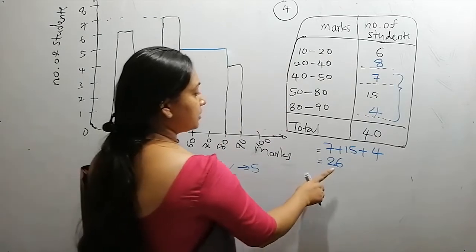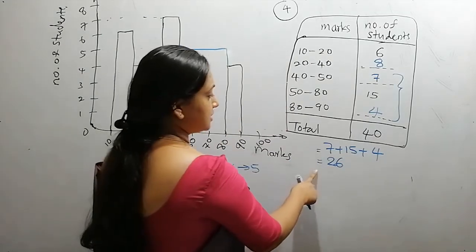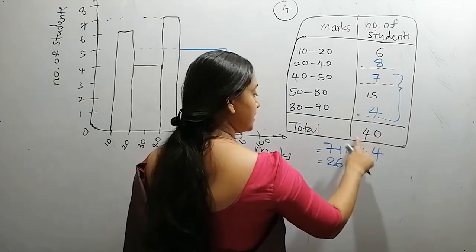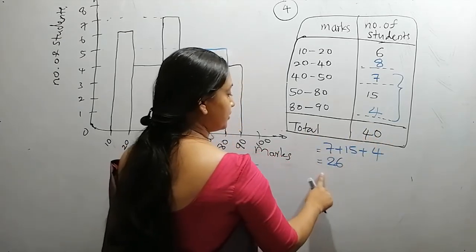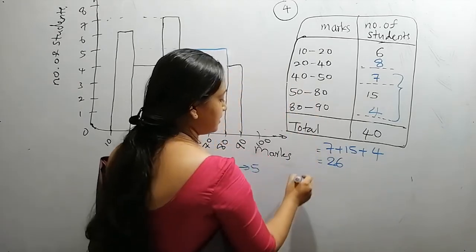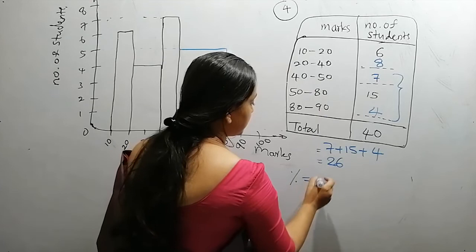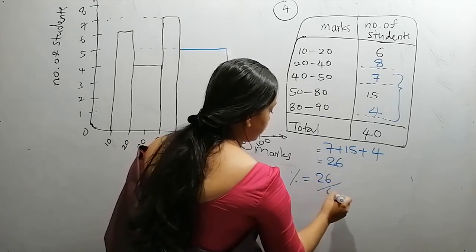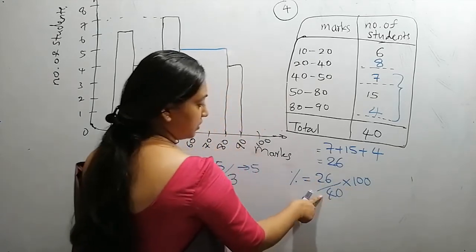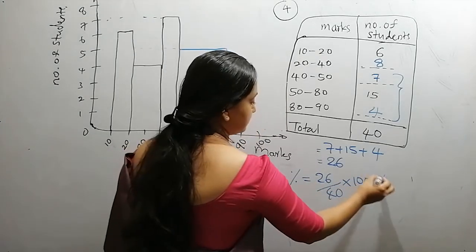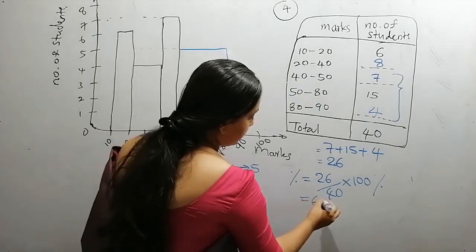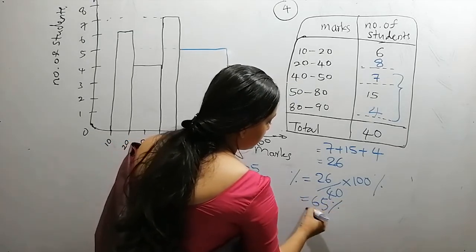Then we have to calculate the percentage of the total students. There are 40 students in total. Out of 40, 26 obtained greater than 40 marks. Then the percentage will equal 26 out of 40 times 100%. This answer you will get as 65%.